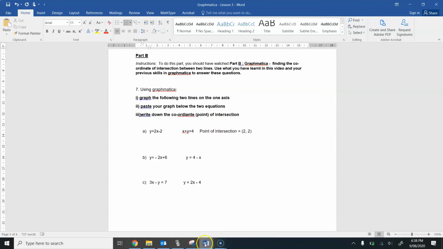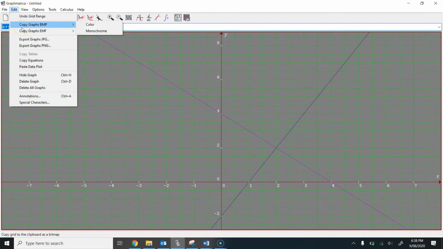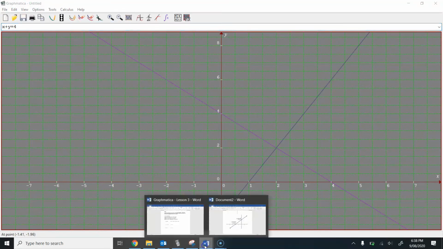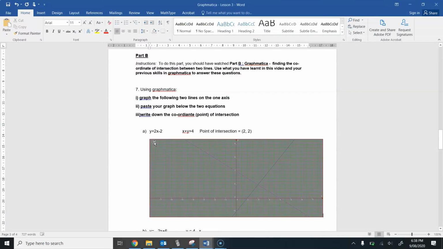And we can copy our graph. We go back to Graphmatica. We go edit, graph, and copy it in color or black and white. I'm going to do color. Go back to our Word document, and we can paste it there, like so.